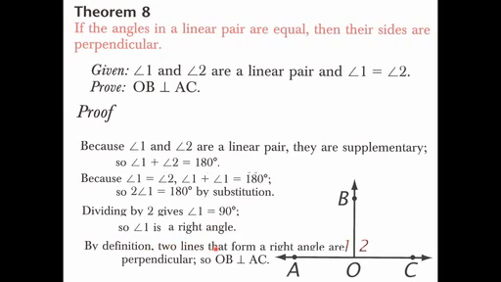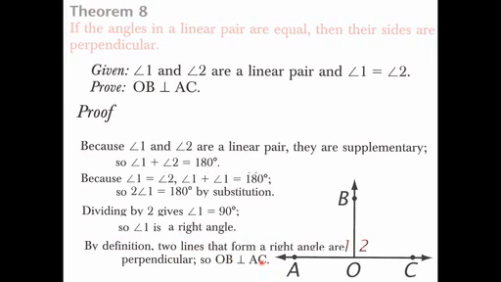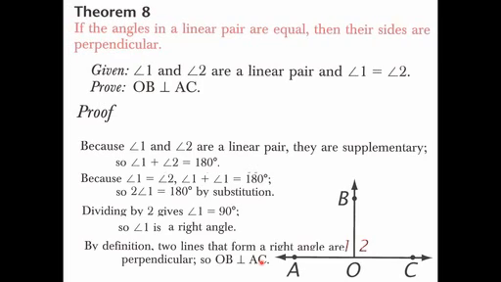Then by definition, two lines that form a right angle are perpendicular, if they form a right angle, so OB is perpendicular to AC. So we've proven up here that if the angles in a linear pair are equal, then their sides are perpendicular.